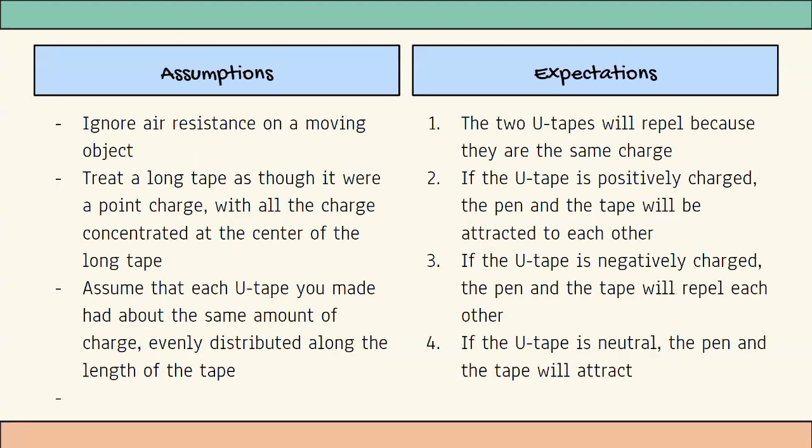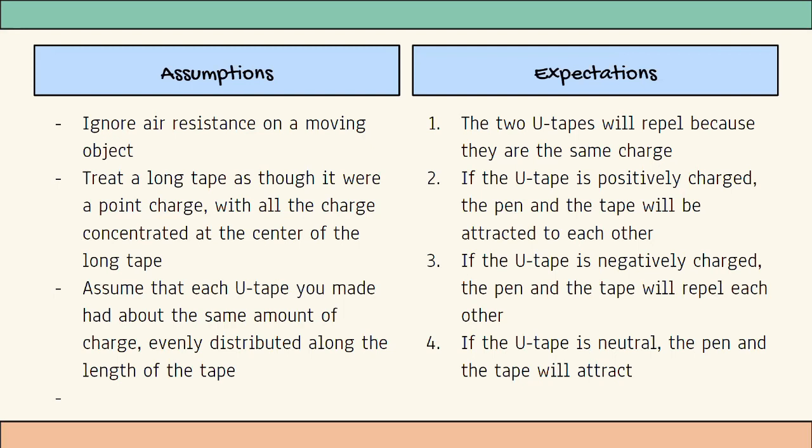We made the assumptions to ignore air resistance on a moving object, treat a long tape as though it were a point charge with all the charge concentrated at the center of the long tape, and assume that each U-tape you made had around the same amount of charge evenly distributed along the length of the tape. We are making these assumptions so our calculations will be easier to do. We can pretend that our system is a closed system so that there are only two forces at play, when in actuality they aren't.